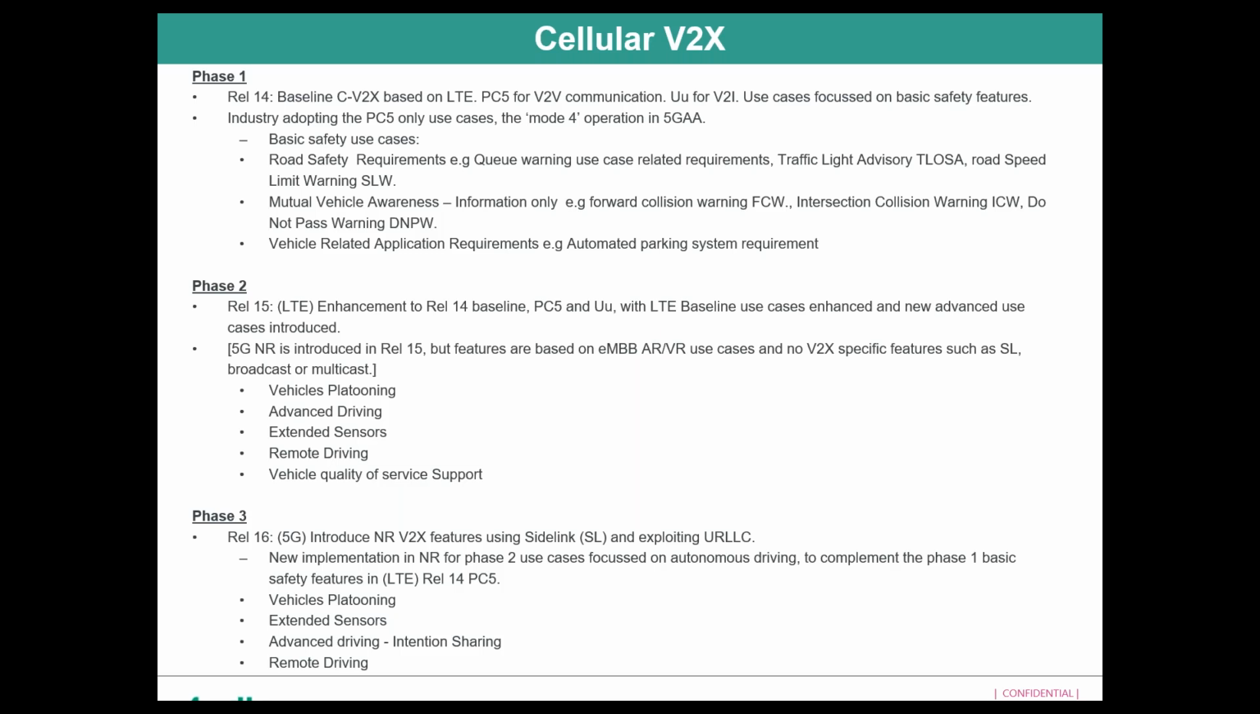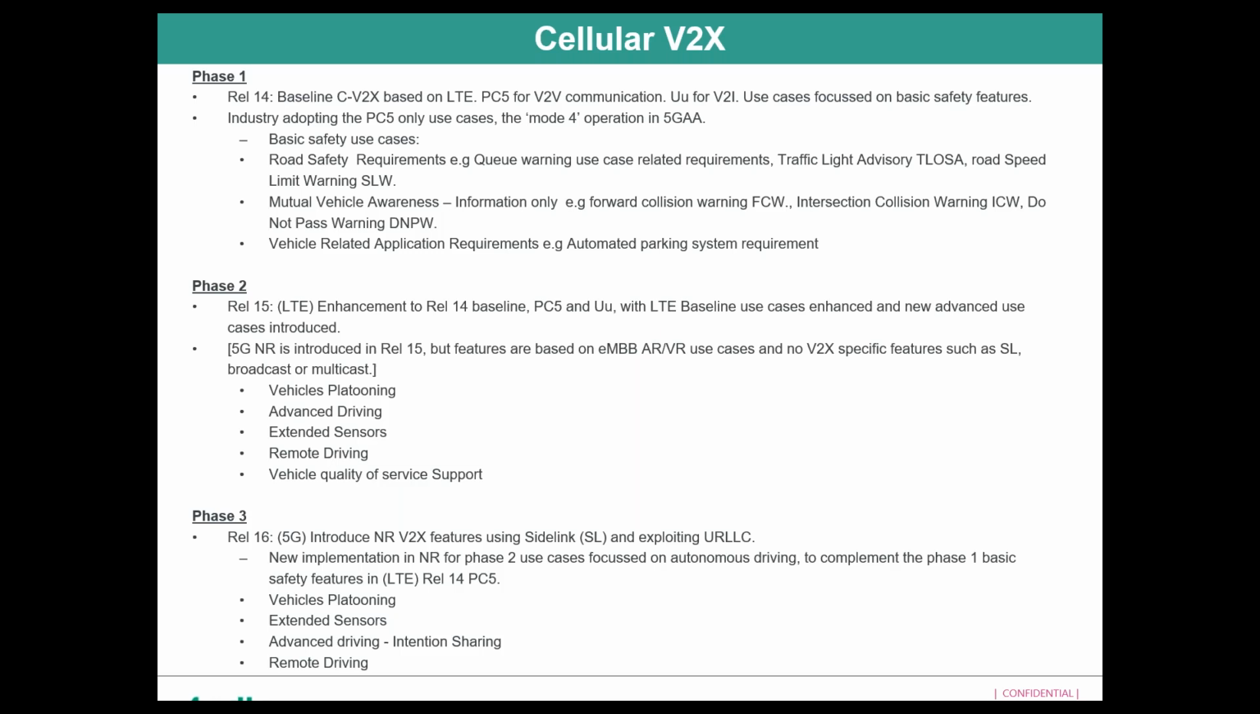It talked about the mode 4 operation that's defined by 5G AA. Pretty much there were very basic safety use cases with respect to what the requirements are. And again, it was mainly on release 14, right? So the devices would know there is some sort of collision warning. Pretty much that's what was in the phase 1 part.